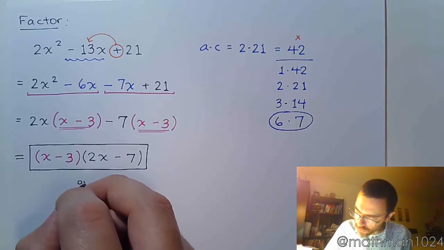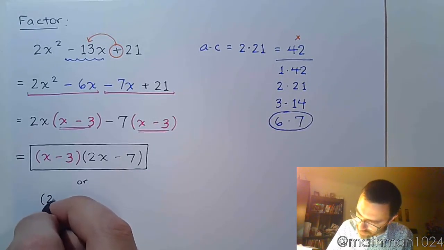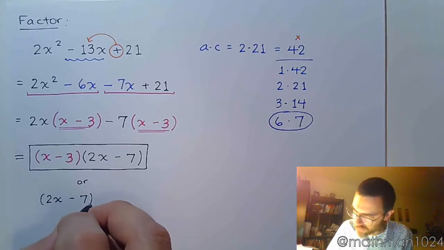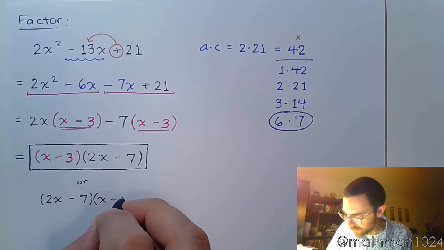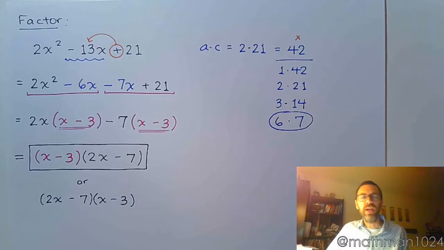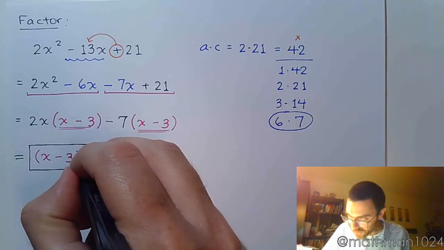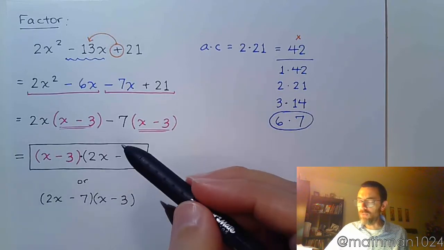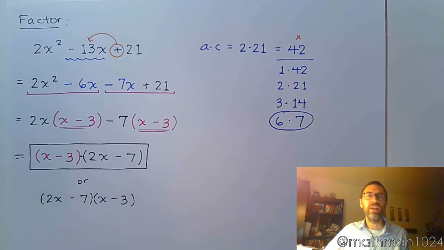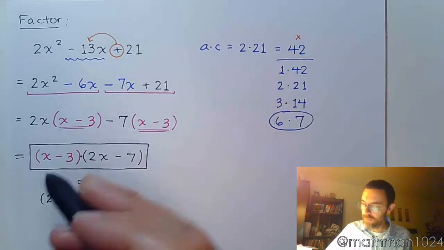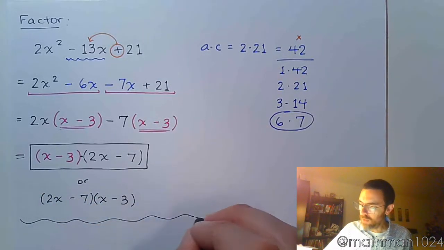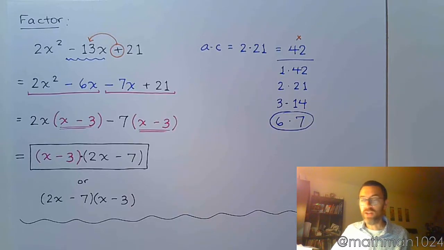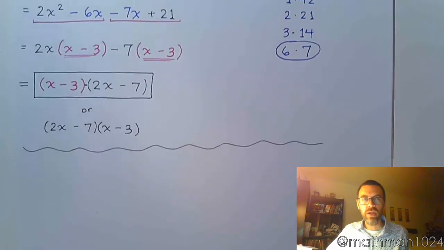You can also write your answer as 2x minus 7 times x minus 3, because this is really just multiplication, and when it comes to multiplication, the order doesn't matter. If you FOIL this to check or you FOIL that to check, you still get the exact same answer, right? Which is going to be this guy. Always make sure that you take the time to multiply to check your factorizations. All right.